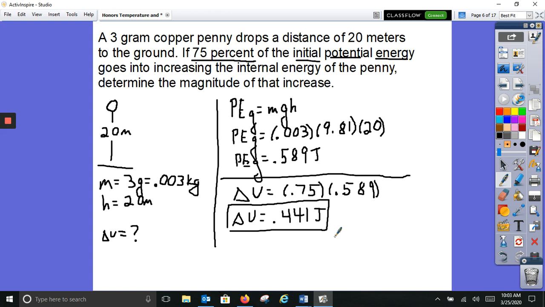So the main idea with these problems is it'll kind of tell you what to do in the problem itself. Here it said it was 75% of the initial potential energy. If it said something about being a certain percentage of the kinetic energy, instead of using mgh, we would have used 1/2 mv squared. But we figure out which formula we need to use, either mgh or 1/2 mv squared. And then in this case, we had to take 75% of that to solve for the increase in internal energy.